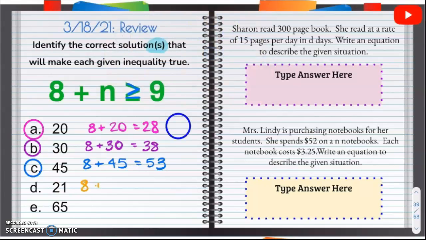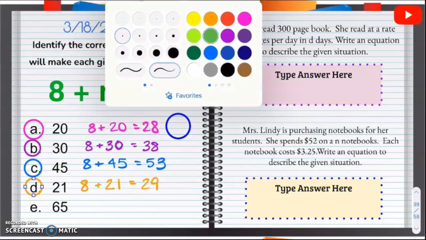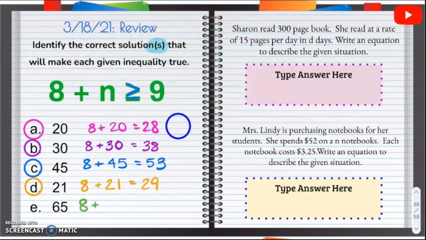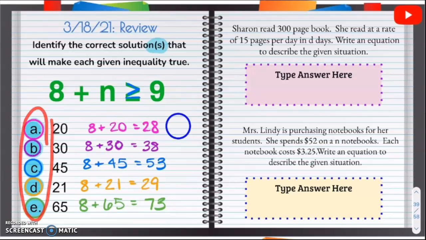How about the next one? 8 plus 21. That is 29. Is that greater than or equal to 9? Yes, it is. And last but not least, 8 plus 65 equals 73. Is that greater than or equal to 9? Yes, it is. So guess what we have here? All of them can be a solution. So you are going to circle all of them, or you could put one big circle on all of them. That's fine too.